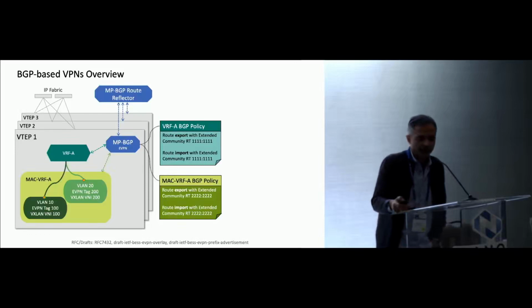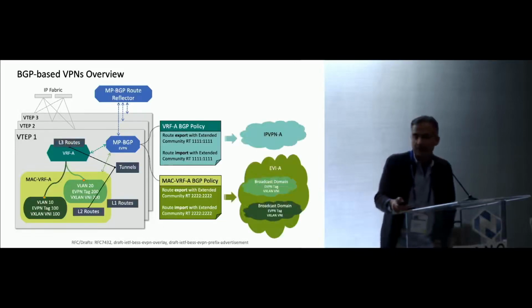In the process of exporting and importing routes, you populate your routing tables, your forwarding tables: your L3 VPN IP routes in your VRFs, L2 routes in your MAC VRF, the information that you need with those routes to establish the tunnels, and then the L1 routes, which we'll talk about really quickly in the next slide. And this gives you your overlay VPNs.